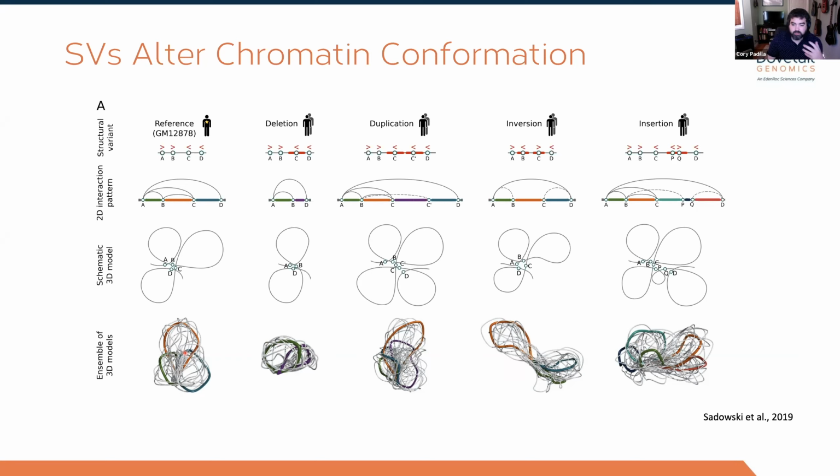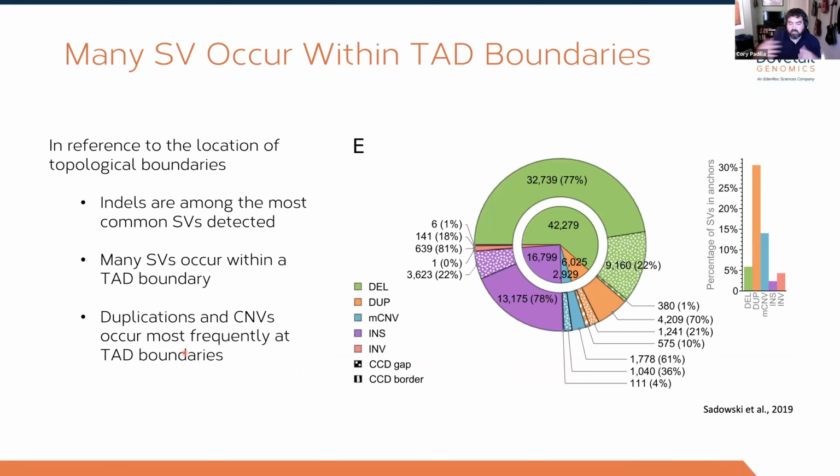And so this group wanted to ask, what does that mean? What does that really mean for the regulatory landscape? To do that, they took many different cell types that have structural variation and characterized the different structural variants in reference to topological boundaries and topological loops, right? And really what they found is that indels were one of the most common SVs detected in general, that many SVs occur within a TAD boundary, and that duplications and SNVs are the most common events that occur at a TAD boundary.